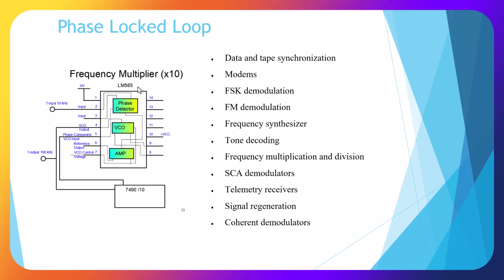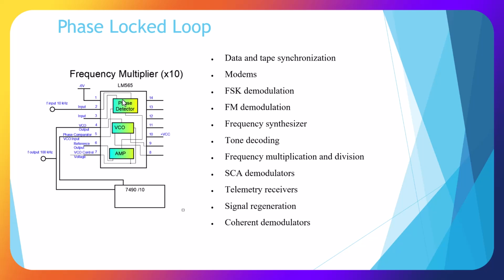LM765, and it's an obsolete device but still available. It's used for data and tape synchronization, modems, FSK demodulation, FM demodulation, frequency synthesizers, tone decoding, frequency multiplication and division, SCA demodulators, telemetry receivers, signal regeneration, and coherent demodulators.